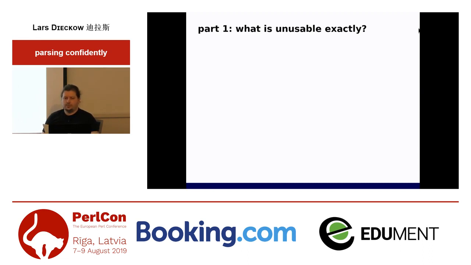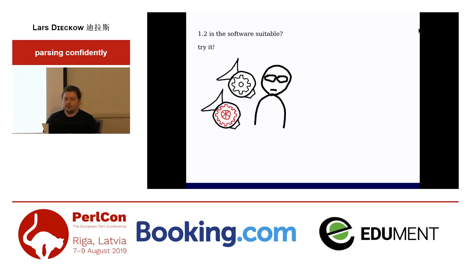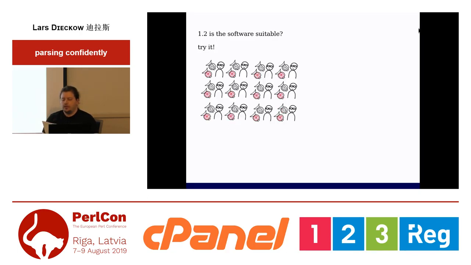Okay, what is unusable exactly? Grammar parsers have a documentation problem. Very often they do not tell the programmer who wants to use such a library which type of parser or algorithm the library uses under the hood, or at the very least mention the limitations. There's at least one grammar parser documentation that outright lies to the programmer. If the programmer wants to determine whether the library is suitable for his purposes, instead of deciding upfront, he has no choice but to try out the software. Multiply this by every programmer who tries out the software. This is a colossal waste of time.